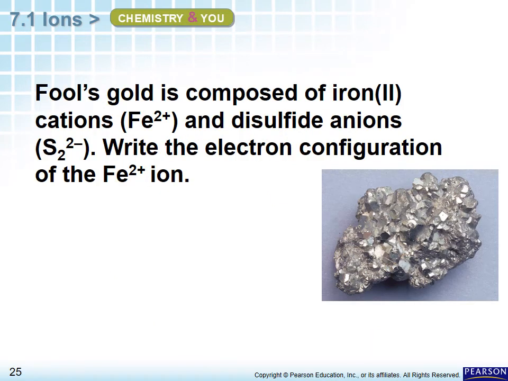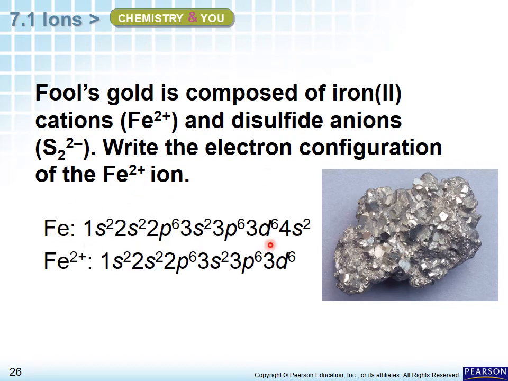Fool's gold is composed of iron(II) cations, Fe2 positive, and disulfide ions, S2 2 negative. Write the electronic configuration of the Fe2 positive ion. So here we go. This is the normal atom and its electronic configuration. After that, it loses the 4s2 electrons. So 2 electrons from the outermost shell, and it becomes this ion, the Fe2 positive ion, also called ferrous.